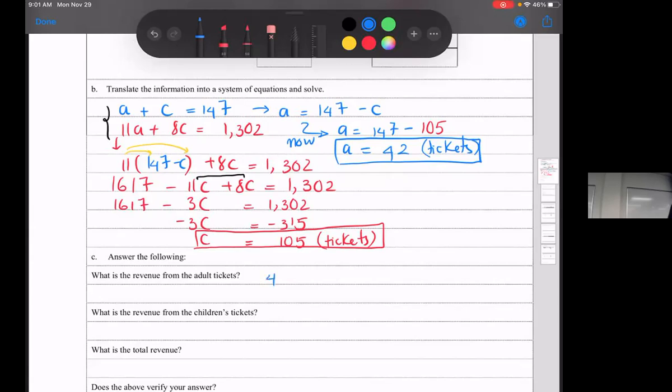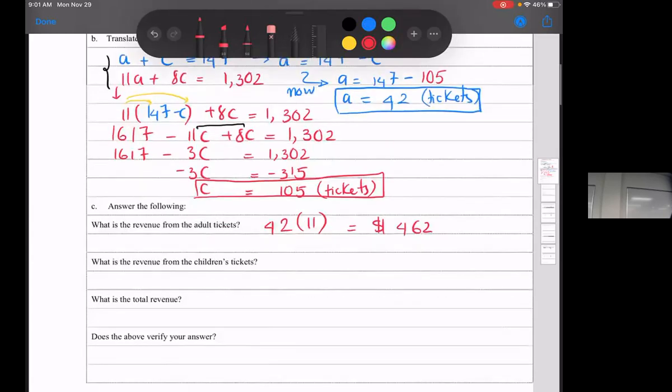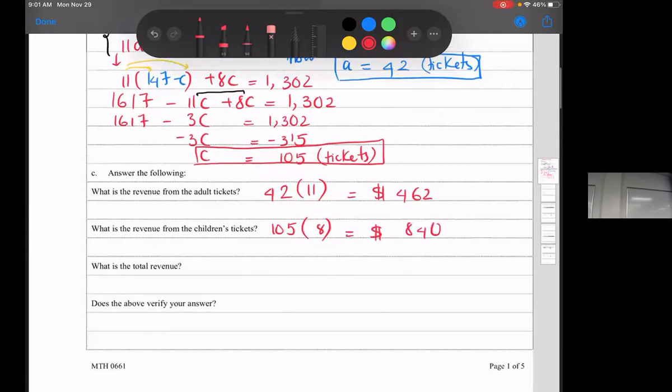Let me write in black or red. And then how much is each ticket? $11, right? So that'll be 462. That's how much they made selling adult tickets. And then the revenue from the children tickets, they sold 105 tickets at $8 each per kid. So $840. So the total revenue, you add up together.